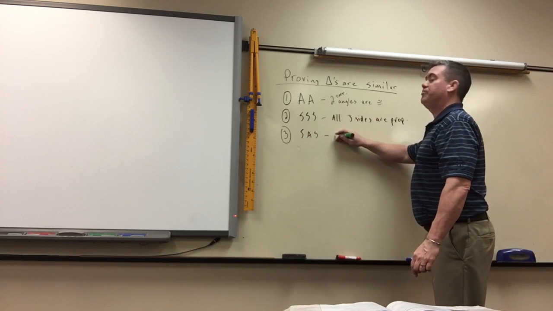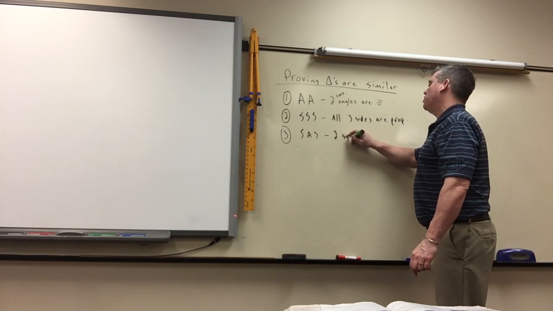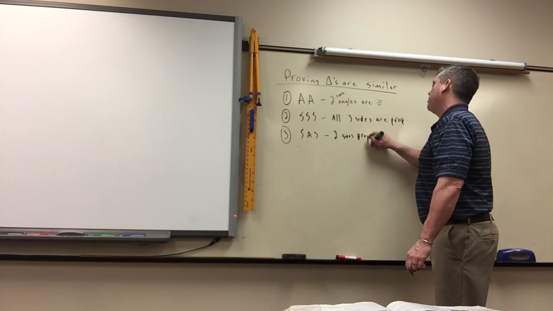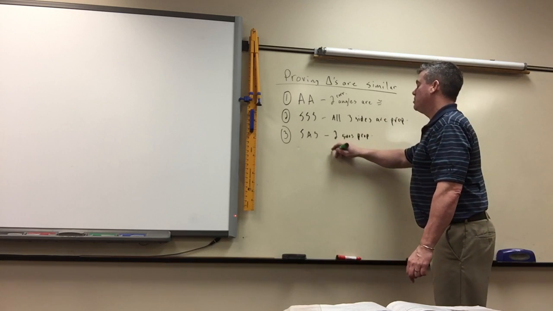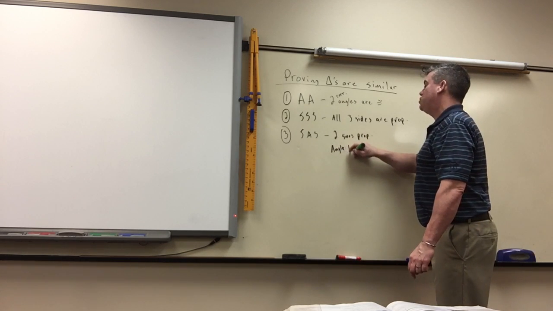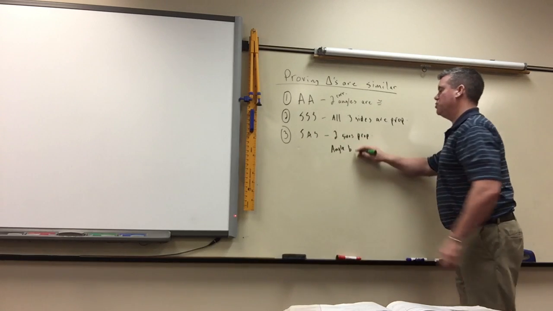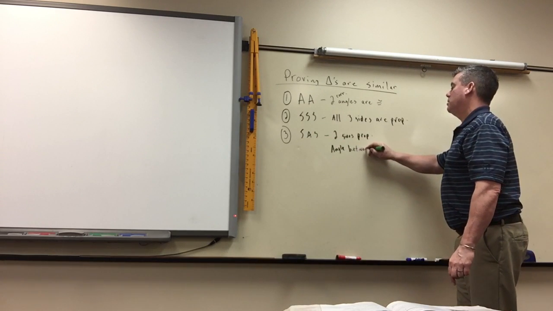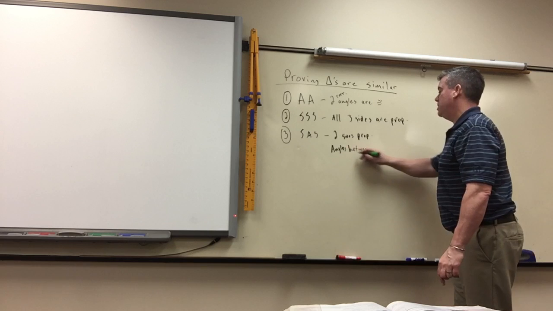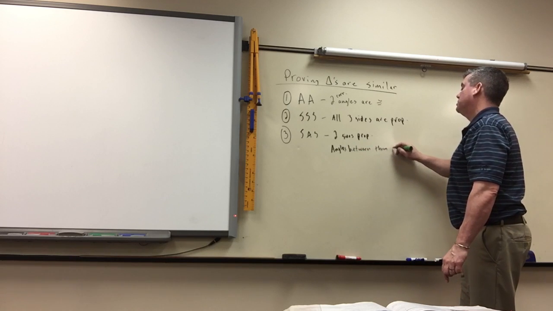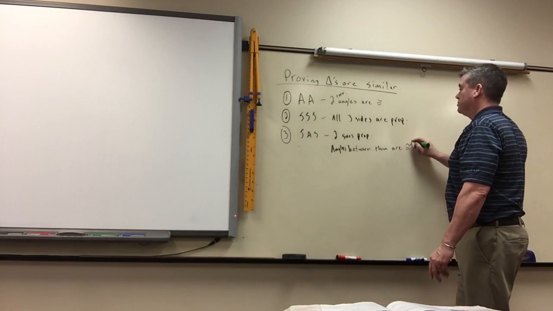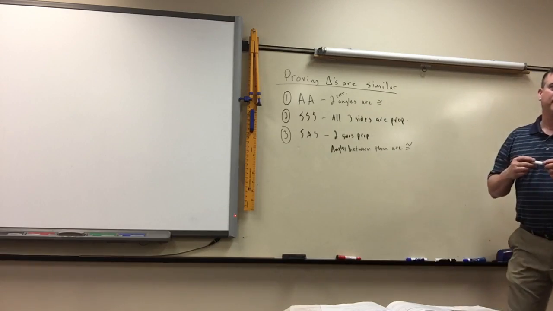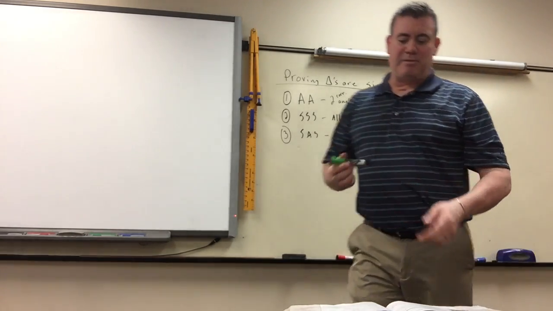SAS means 2 sides are proportional, and the angle between them, it has to be in between the 2 sides, or the angles between them are congruent. Okay? So it's really the same type of lesson as before.